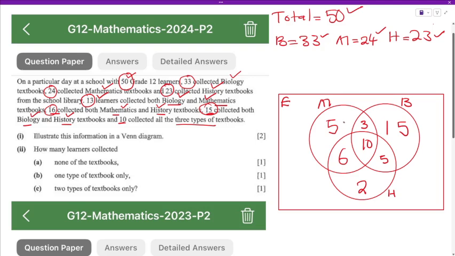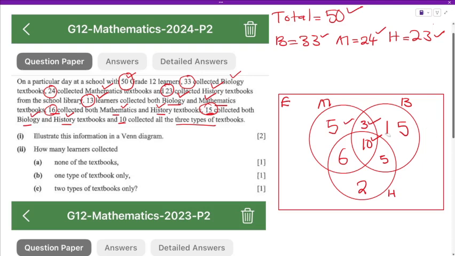So you're going to say 5 plus 3 plus 10 plus 6 plus 2 plus 5 plus 15. If you get exactly 50, then it means you are done. If you get less than 50, meaning the remainder from the total goes outside the sets. If you get more than 50, you are wrong somewhere. Right, I'll say that again. If you get exactly 50 when you add everything in the sets, that means you are done.